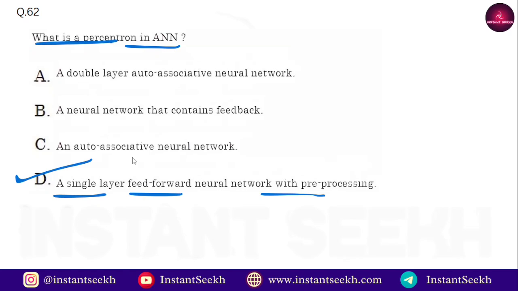Now, what are the other options? We can go through the wrong options also. A double layer associative auto associative neural network is incorrect because a perceptron has only one layer. A neural network that contains feedback is incorrect because a neural network with feedback is basically a recurrent neural network, not a perceptron. Next, auto associative neural network is incorrect because auto associative networks are typically used for memory related tasks. So this is also wrong. Your correct answer is option number D.